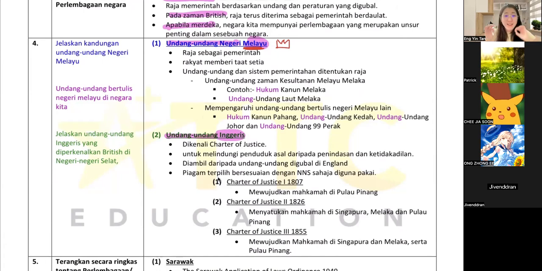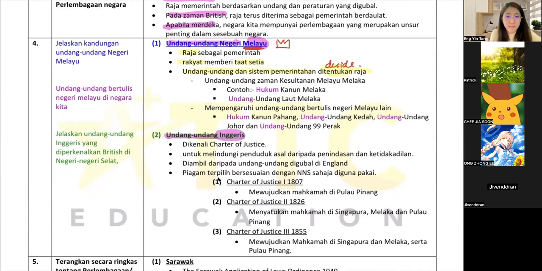So now let's explain. Speaking of Undang-Undang Negeri Melayu, the ones that have the king, of course, the king is the most important. The law mentioned that the king is important. As a citizen, we must be loyal to the king. So you can see the law and the government decision, everything is decided by the king. Ditentukan means decided.